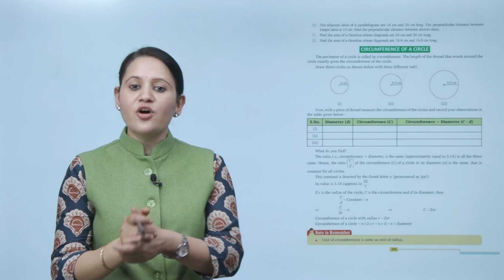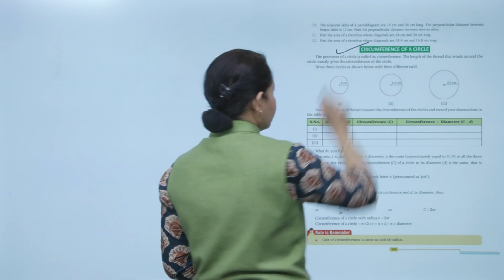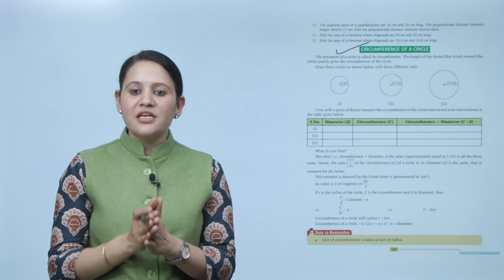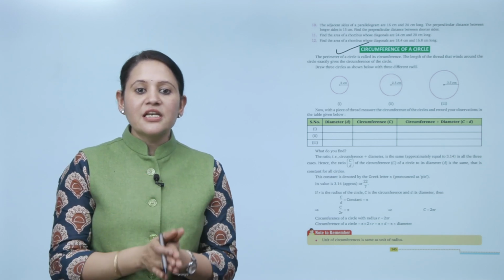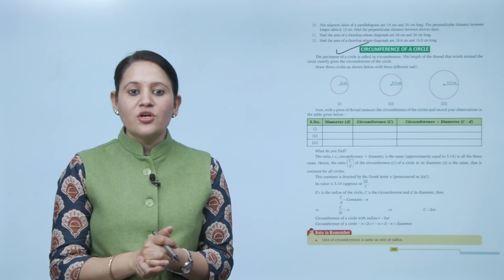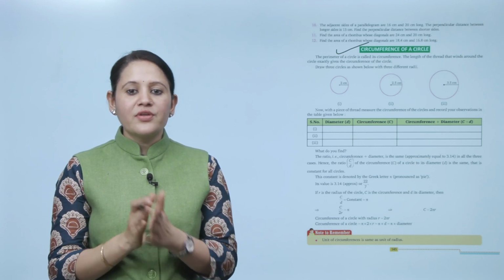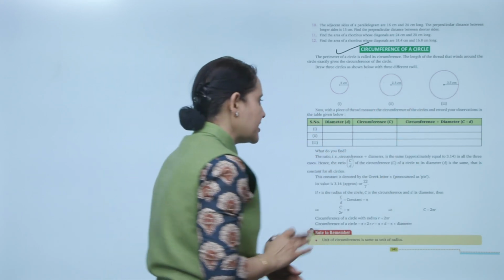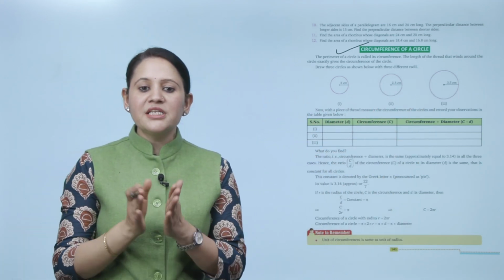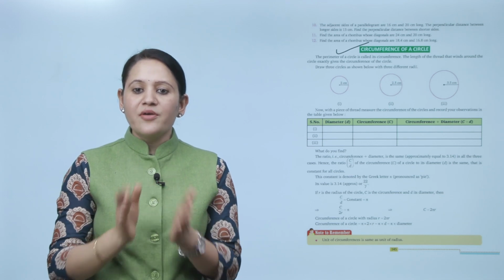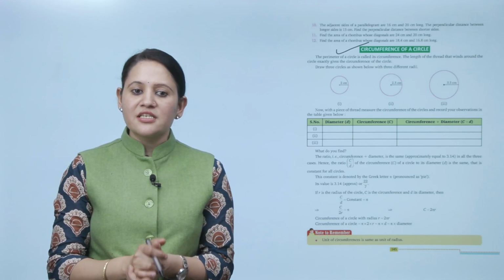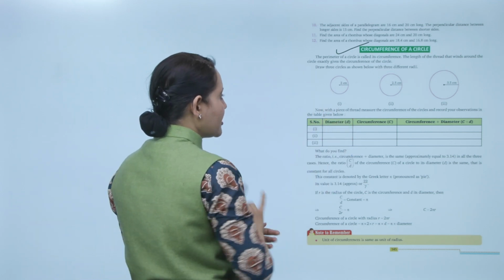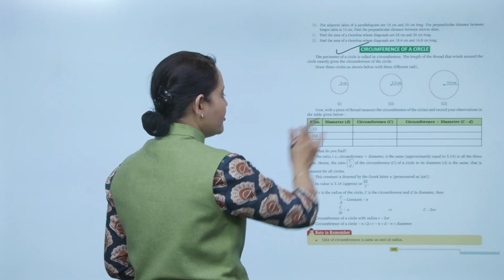Next is circumference of a circle. The perimeter of a circle is called the circumference. The length of the thread that winds around the circle exactly gives the circumference of the circle. Draw 3 circles as shown below with 3 different radii, like here 2 cm, 2.5 cm, 3.5 cm. Now with a piece of thread measure the circumference of the circle and record your observation in the table given below. So here you will take a thread and measure the circumference. Clear? And write your record here.